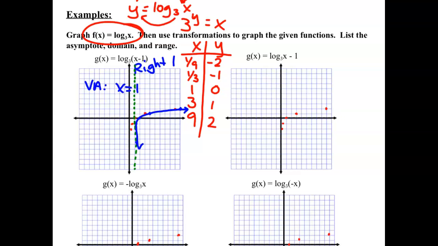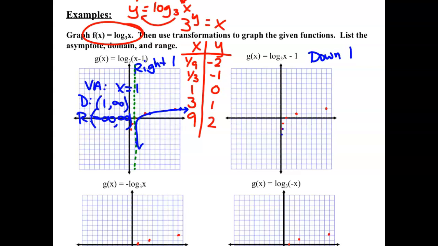It's our vertical asymptote. Our domain, okay, everything past 1. And range is everything, negative infinity to infinity. Okay. For our next one, now which way are we shifting? Down one? Will a down one affect our asymptote at all? No.